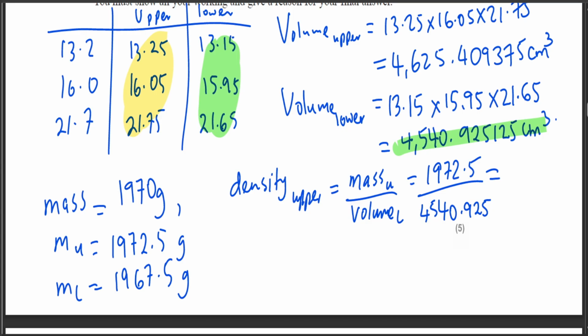1972.5 divided by 4540.925 is going to give me 0.43438. There's also other numbers, but let me just write it here because of the space. So I'll have 0.434382862.